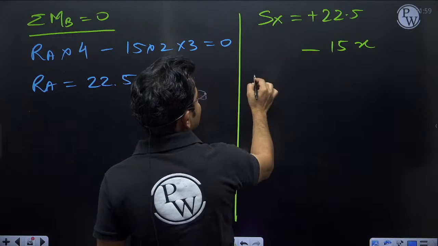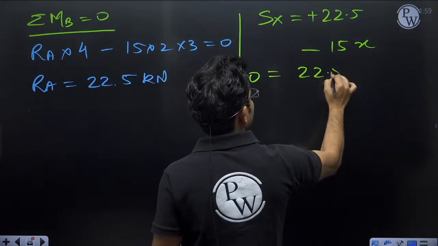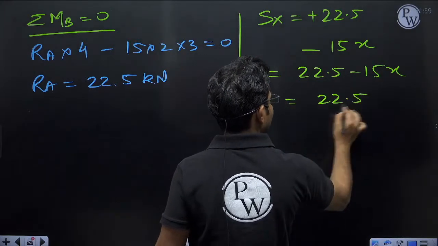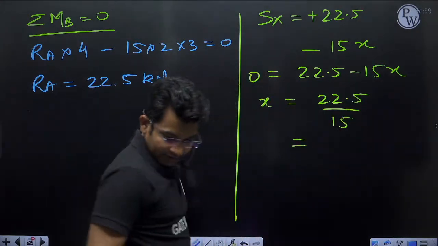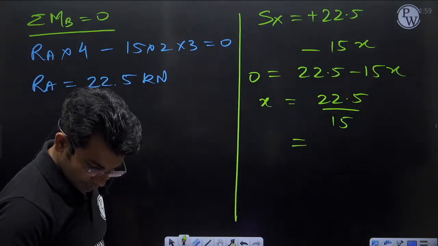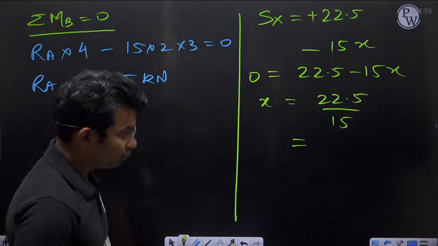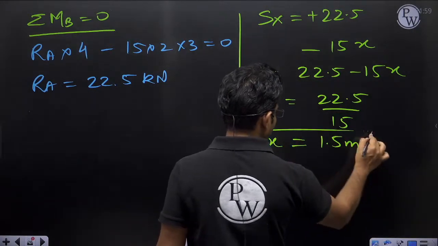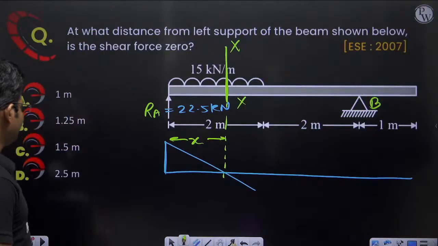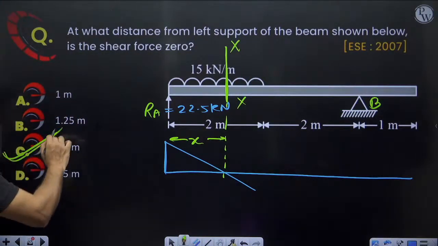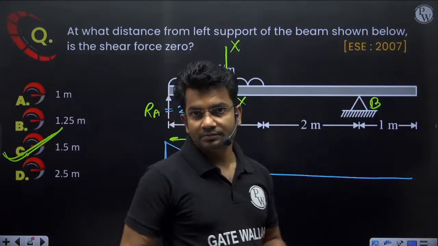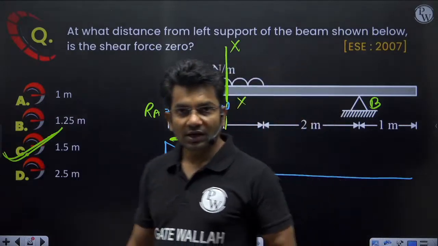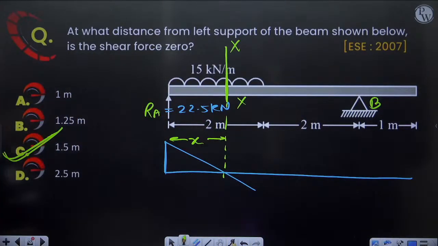Now shear force at x is equal to 0. So 0 is equal to 22.5 minus 15x. So x will be equal to 22.5 divided by 15. We can calculate 22.5 divided by 15, I'll be getting 3 by 2. That means 1.5 meter. So x will be equal to 1.5 meter. So at 1.5 meter, I'll be getting shear force 0 at this section. This will be 1.5 meters from here. Is it clear? Let's move on to the next question.